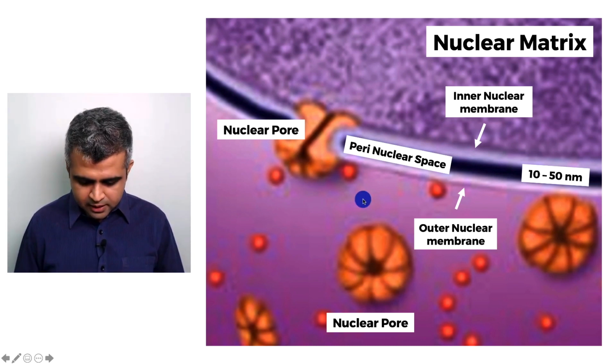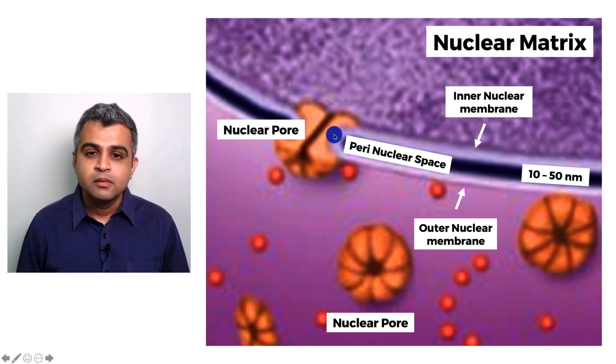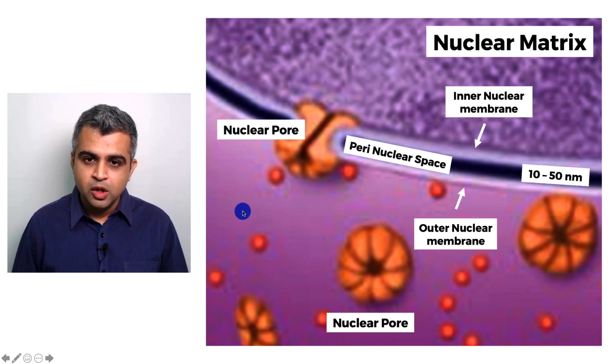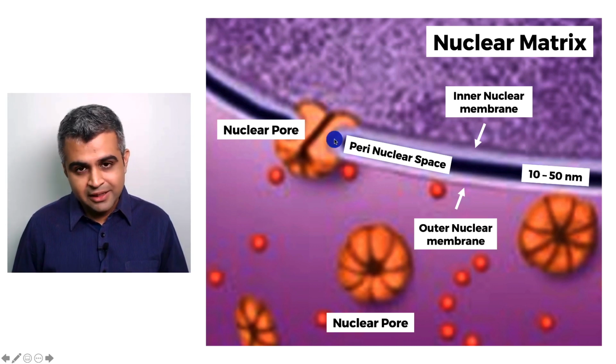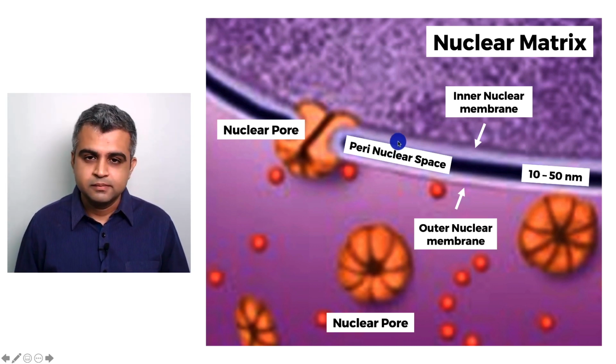In fact, you can see that here also the outer membrane is continuous with the inner membrane, but where the pore is, you also have these pore proteins. Proteins at the pore which are also going to play a role in deciding what can come in or what can go out. So this is a more recent explanation of how a nuclear pore looks like. But even in this, the outer membrane is continuous with the inner membrane. Alright.